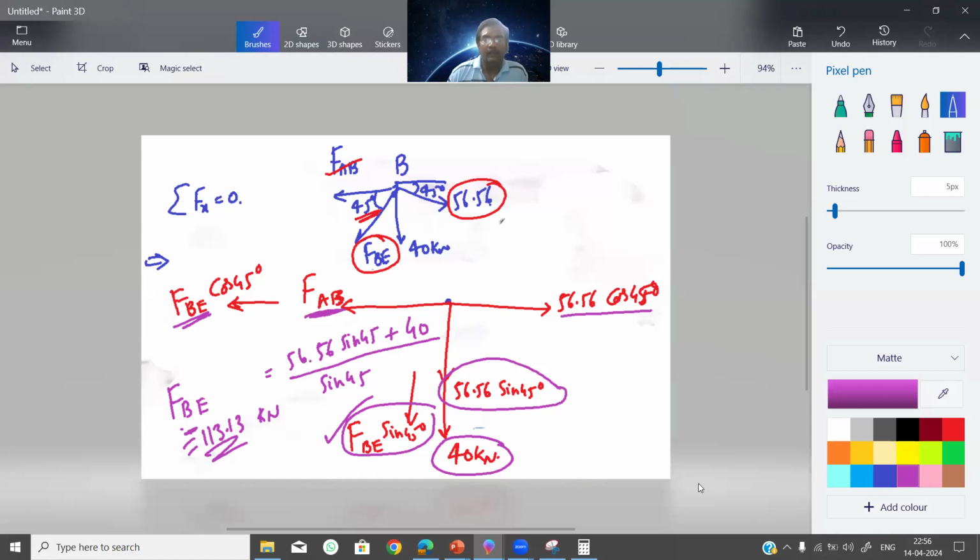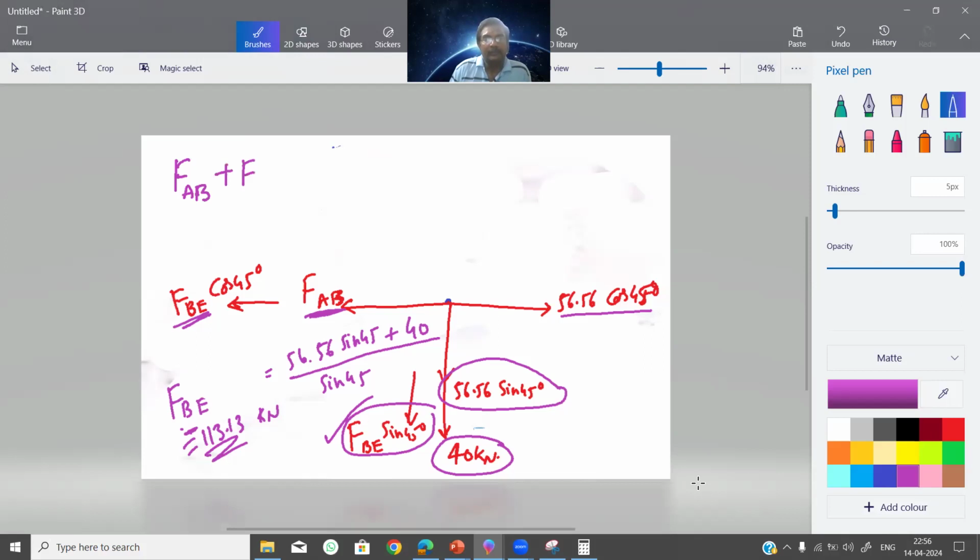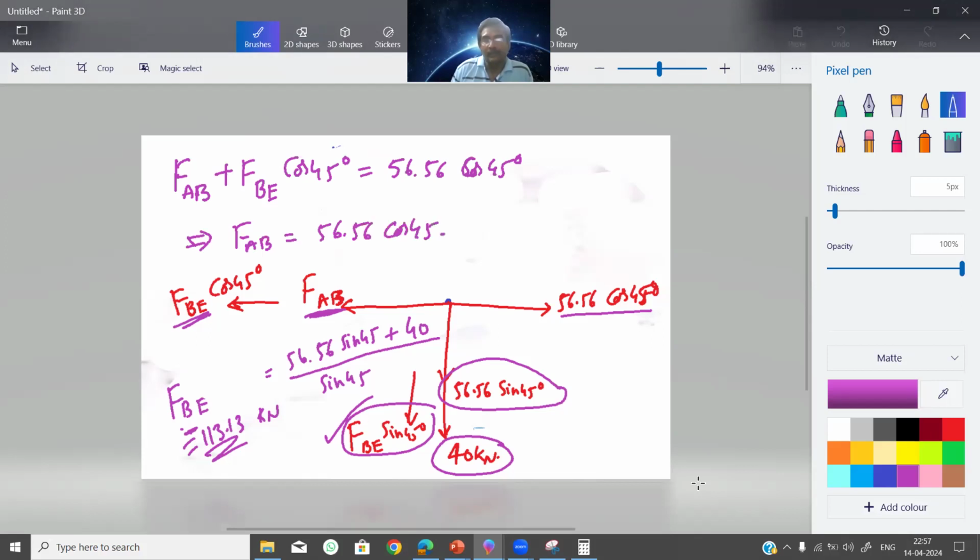and FAB, right? Now, FBE cos 45 plus FAB is equal to 56.56 cos 45. Now, I will write the equation at the top by arranging the other one. Okay, I will write the equation: FAB plus FBE cos 45 degrees is equal to 56.56 cos 45 degrees. So then what is FAB? 56.56 cos 45 degrees minus FBE cos 45. Okay, I will substitute directly.